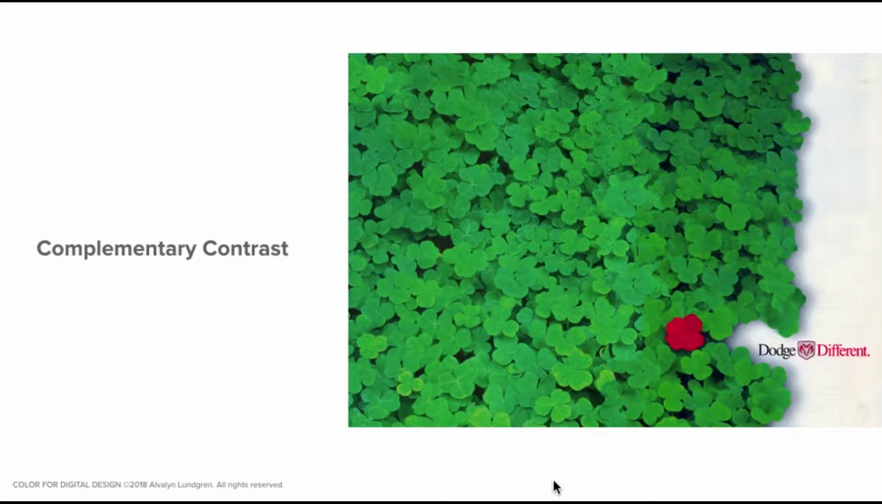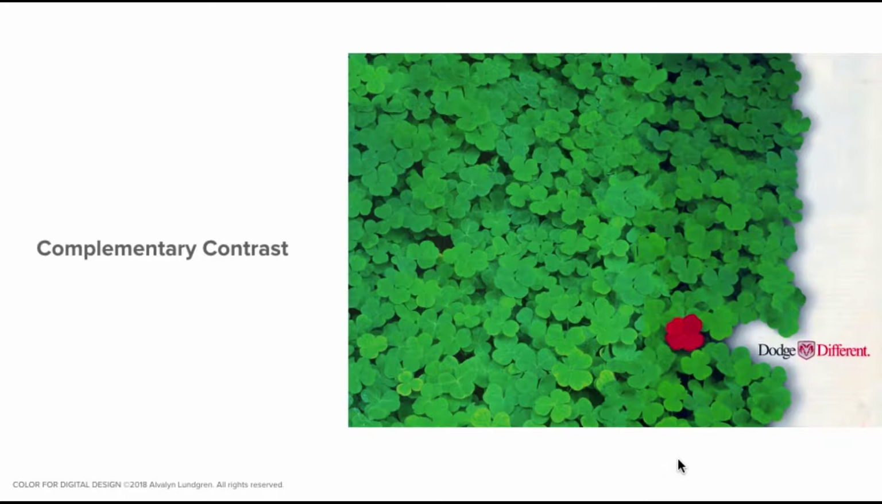So this is an older ad for Dodge, and it's a very effective ad just by virtue of using complementary contrast, restating visually the tagline that Dodge is different, and it's specifically talking about its trucks. So it's using red against green. This also uses extension contrast. The green is the greater extent, the red is the smaller extent.